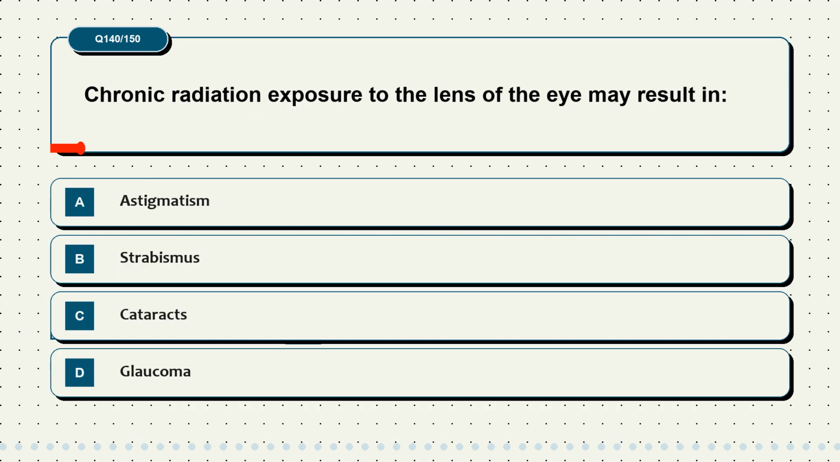Question 140. Chronic radiation exposure to the lens of the eye may result in. Here are the options. Option A, astigmatism. Option B, strabismus. Option C, cataracts. Option D, glaucoma.